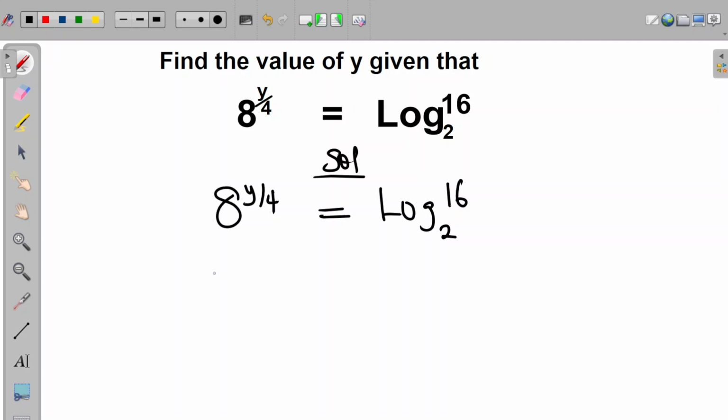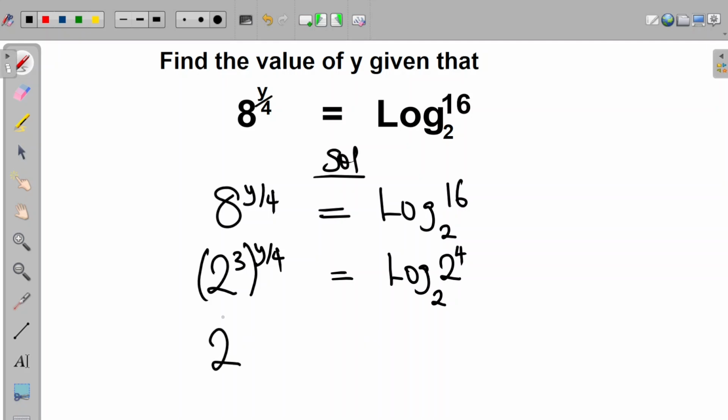So we have that this becomes 2 to the power of 3, all to the power of y/4, equal to, also since our log is in base 2, let us write 16 as a power of 2. So this is log of 2 to the power of 4 in base 2. Now we can simplify the left hand side. This becomes 2 to the power of 3y/4 equal to log of 2 to the power of 4 in base 2.